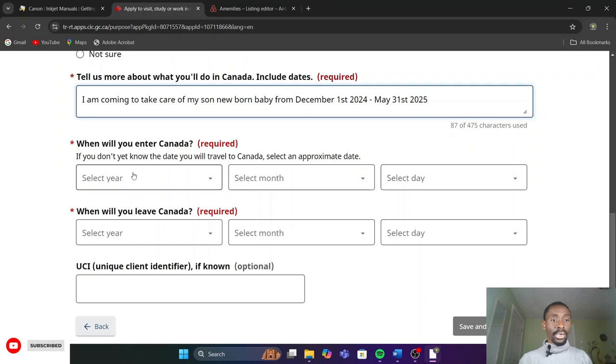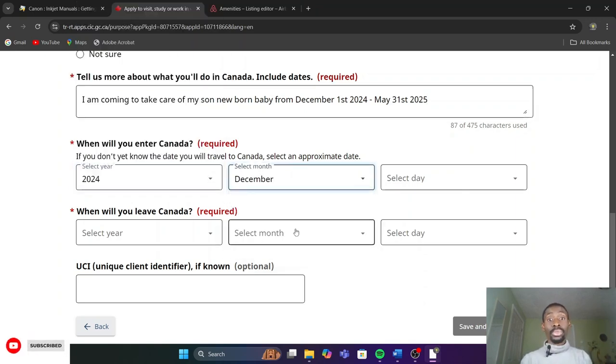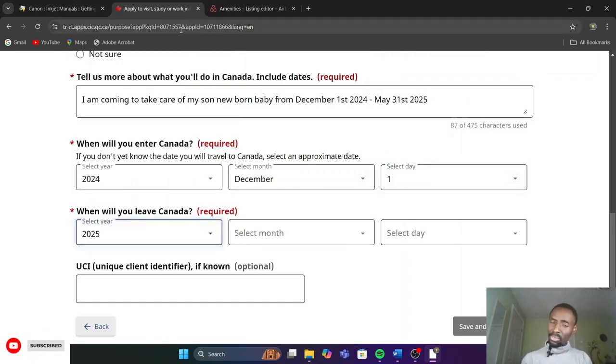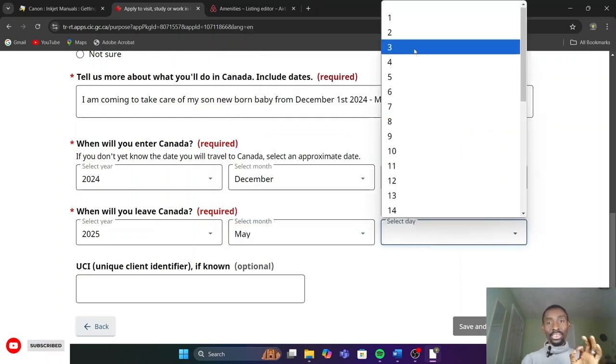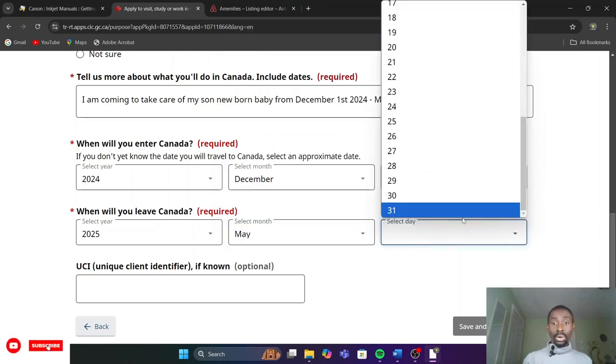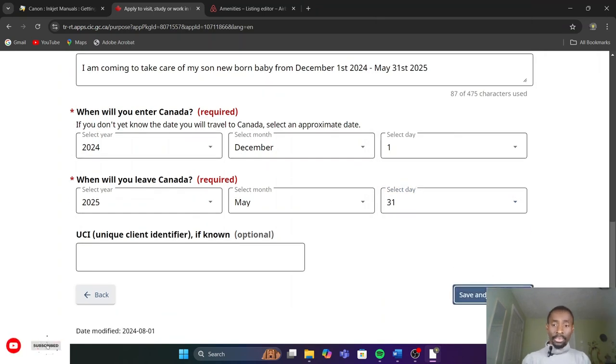Now, when will you enter Canada? Remember, we put December 1st, right? As our first date. So when do you want to leave? So May 25. This calculation might be wrong, but from my calculation now, it's exactly 6 months. So always ensure that it's exactly 6 months or below, no more than 6 months. Okay, so now save and continue.